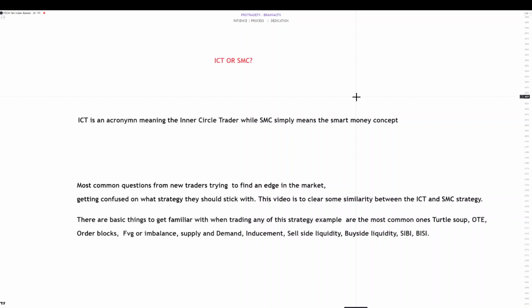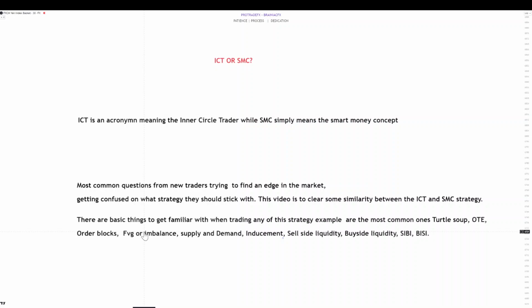So the most common question from new traders trying to find an edge in the market is getting confused about which strategy they should go with. This video is to clear up some similarities between the ICT and SMC strategies. One of the things you have to understand when trying to find the differences between SMC and ICT is the basics. Without basics, you are lost. You need to understand what each strategy actually points to and what they talk about. When you know that, you'll be able to filter the right information from the wrong information.